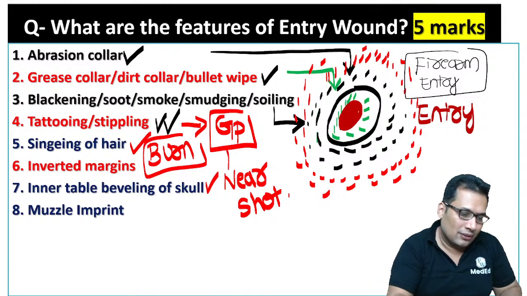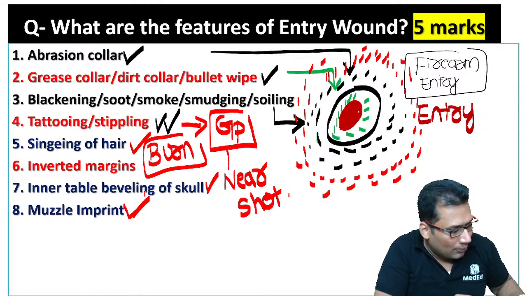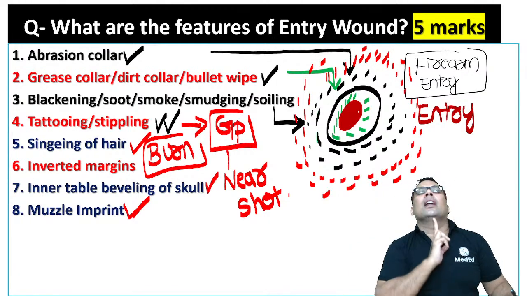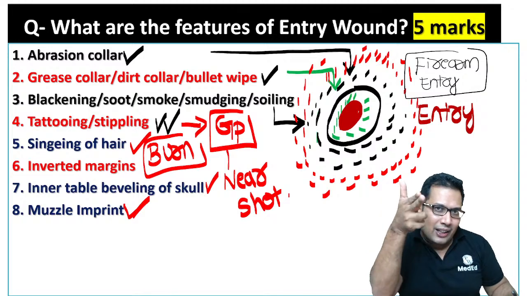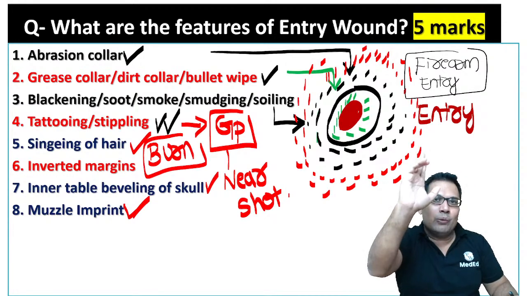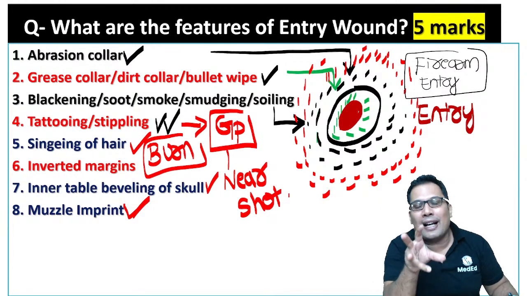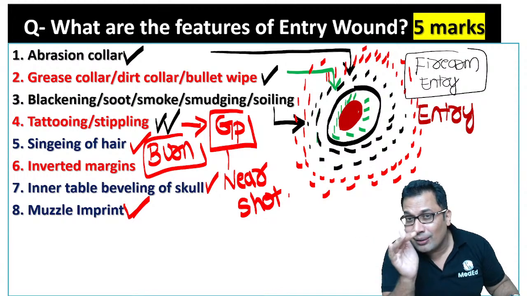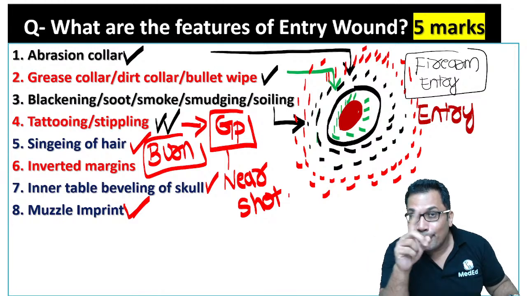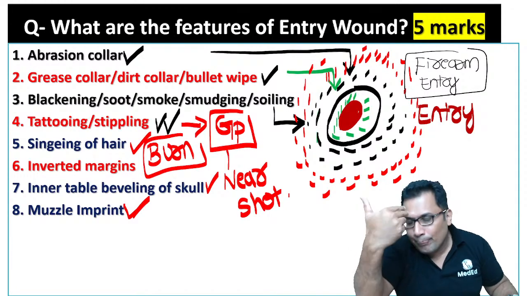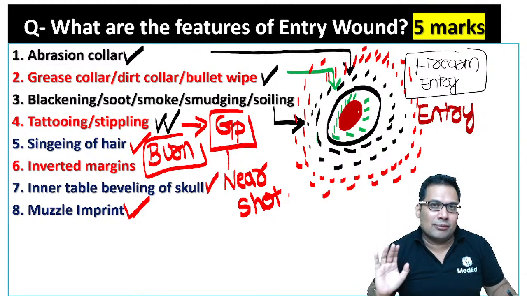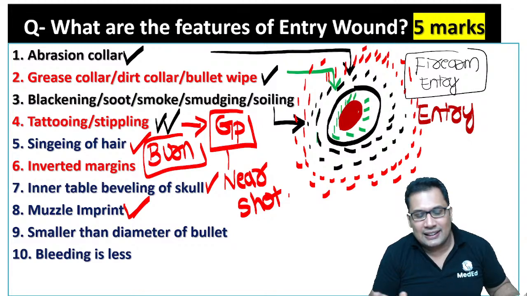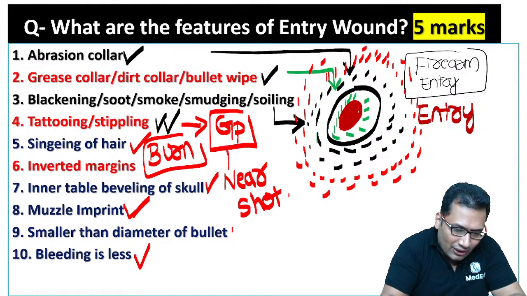Muzzle imprint. Sometimes you will see a contact entry wound like this. In contact entry wound, you will see the imprint of the muzzle of the barrel. Muzzle, remember, it is not the biceps muzzle. This is the muzzle of the barrel of the gun. That imprint is seen. That is known as muzzle imprint. Then smaller diameter, bleeding is less. So there are 10 points you need to write in the exam.